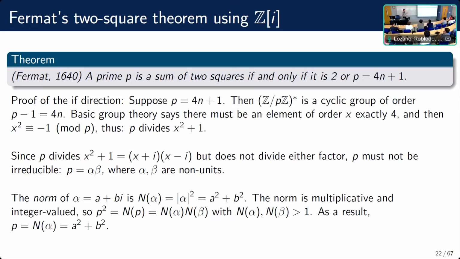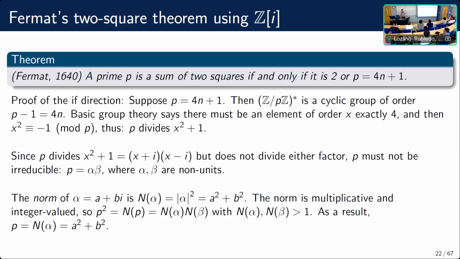So the norm is multiplicative. It's not so hard to see. You just have to believe that absolute value is multiplicative. It's also integer valued. So if I took the norm of both sides of this equation, I would get p squared is equal to the norm of alpha times the norm of beta. Alpha and beta are non-units. That means their norms are bigger than 1.